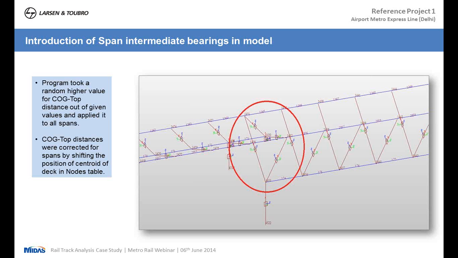Here in this screenshot, we can see that rails are connected to the deck by bilinear springs. As the right span had a larger value of COG to top distance, we corrected it accordingly.